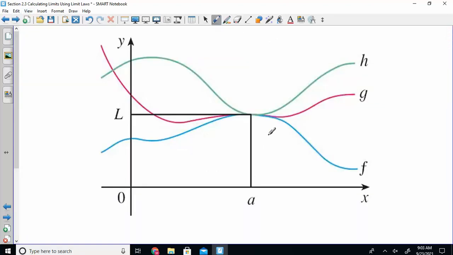Think about it in terms of a graph. Okay, here is h is my green, g is my pink, f is my blue. Can you guys agree that at least close to this point a, g is always between h and f? Right? So even if I can't find the limit of g itself, if I can find the limits of h and f at point a, if those are the same, then the middle one has to be the same.